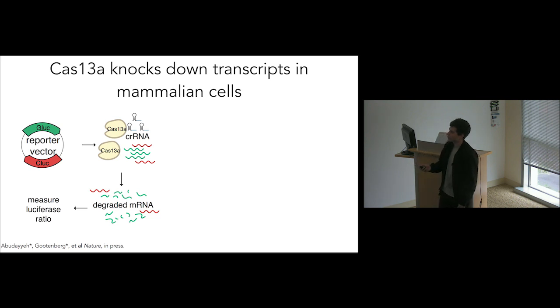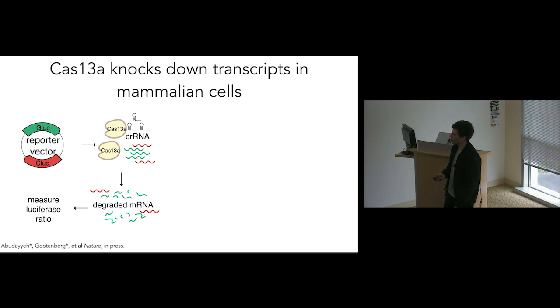So we designed a reporter vector that has two orthogonal luciferases, the luciferase from Gaussia and the luciferase from Cypridina, or GLuc and CLuc. And we can express both these luciferase transcripts along with our Cas13a and a targeting CRISPR RNA or guide, and then we can target one of them. We like to target GLuc, and then measure the luciferase ratio as an indicator of our targeting efficiency.